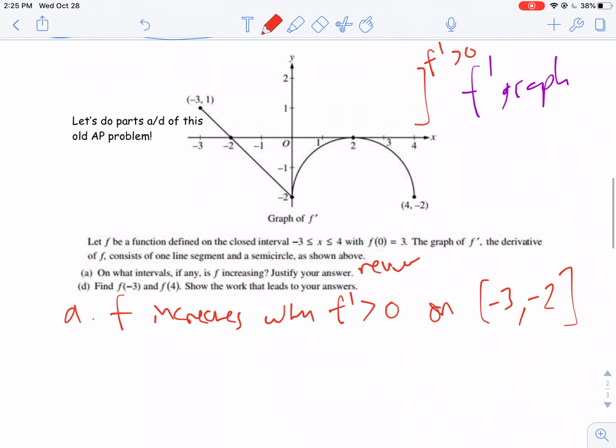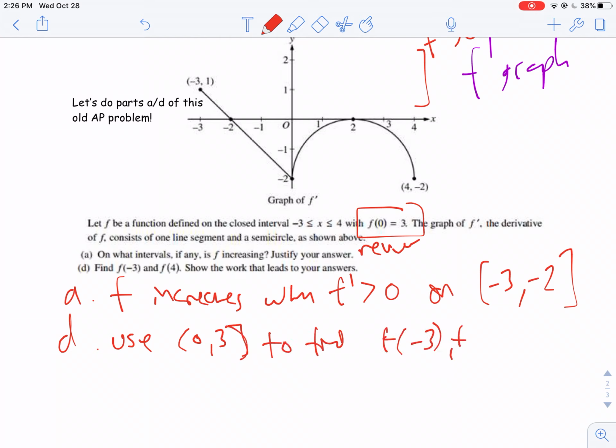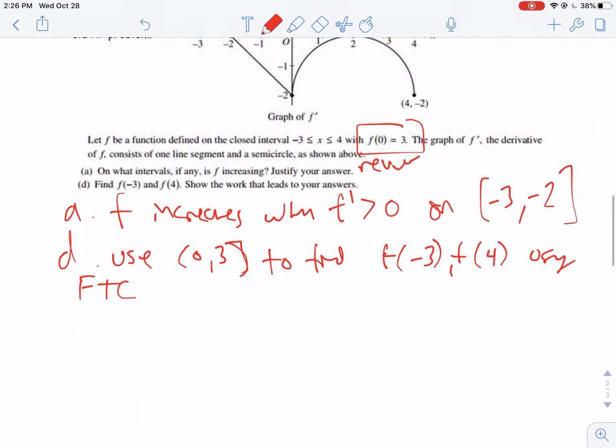Okay, D is the new part. And I didn't give this to you on your test, obviously, because we didn't know how. But what you're going to do is you're going to use this point, 0, 3, to find f of -3 and f of 4 using the FTC. So I have that initial condition, I have the f prime. So what I'm going to say is, okay, if I want to find -3 to 0, so if I integrate -3 to 0 of f prime, that's going to give me f of 0 minus f of -3.